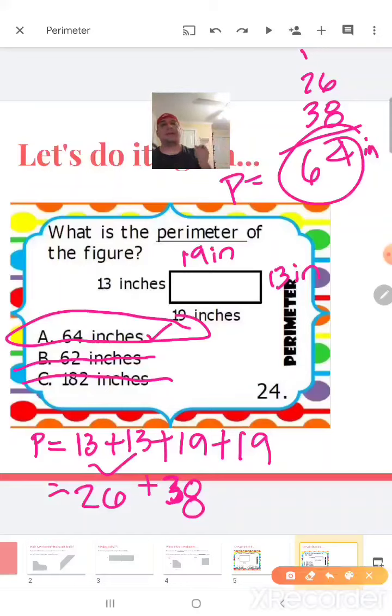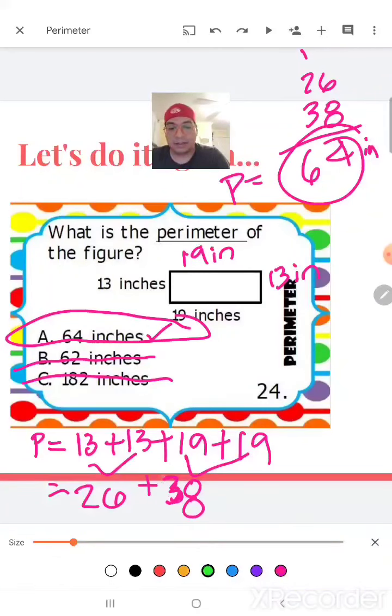Once again, this is a problem where we were missing sides and we had to figure them out. And since we know our rectangle rule is opposite sides are equal, and 13 is on one side, then the opposite is going to be 13, 19 on top, 19 is going to be at the bottom. And we added them together and we got a perimeter. 13 plus 13 and 19 plus 19 first. We broke them down because 13 plus 13 plus 19 plus 19 gets a little difficult. So we did that here, we put them together.